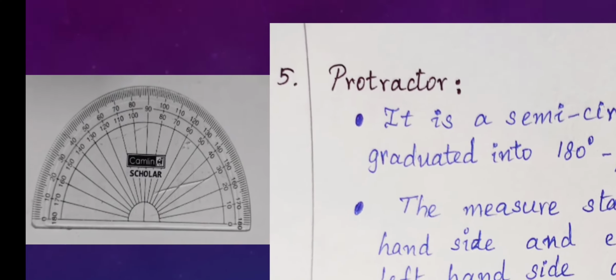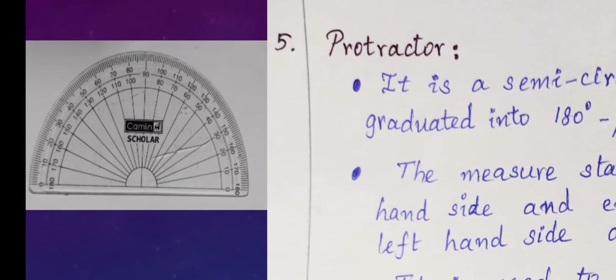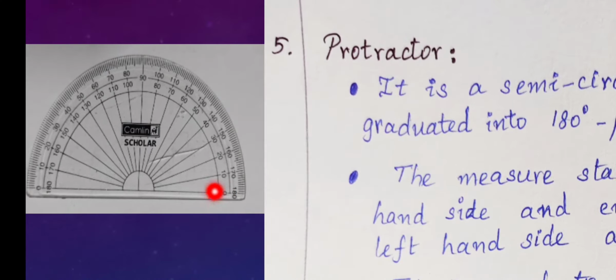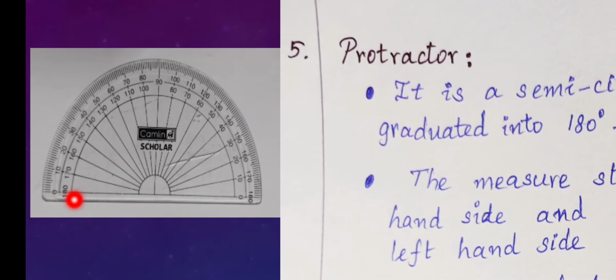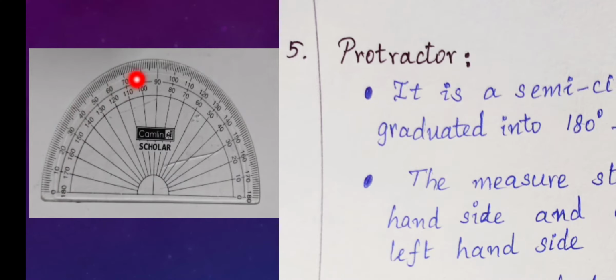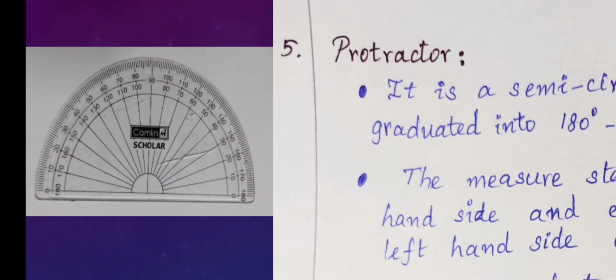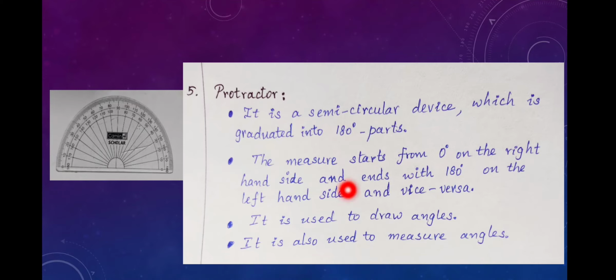See, on the right hand side, the measure starts from 0 degrees and it ends with 180 degrees on the left hand side. Similarly, you can start on the left hand side from 0 degrees and it ends with 180 degrees on the right hand side. So that's why we have said the measure starts from 0 degrees on the right hand side and ends with 180 degrees on the left hand side, and vice versa.